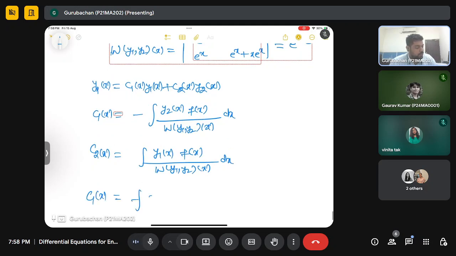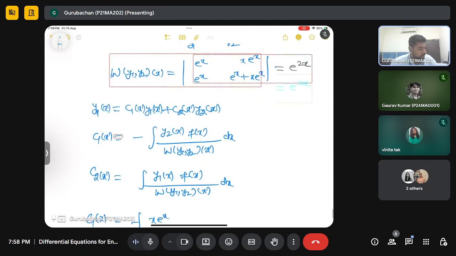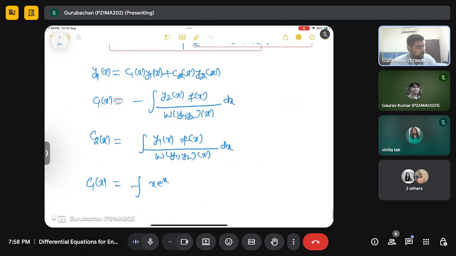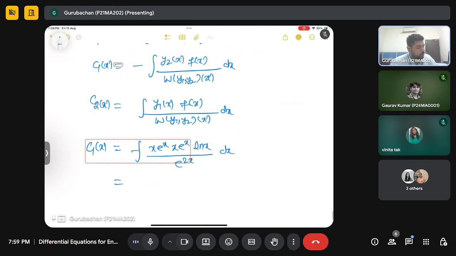Our y2 is x e to the power x, and our f(x) is x e to the power x ln x, and divide by x e to the power 2x, its Wronskian. So this will give you minus x square ln x dx.